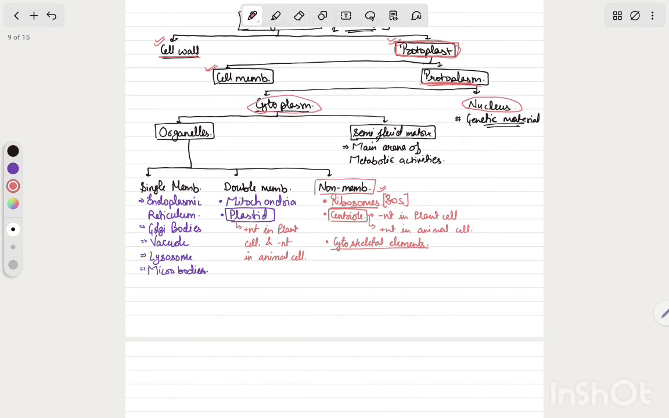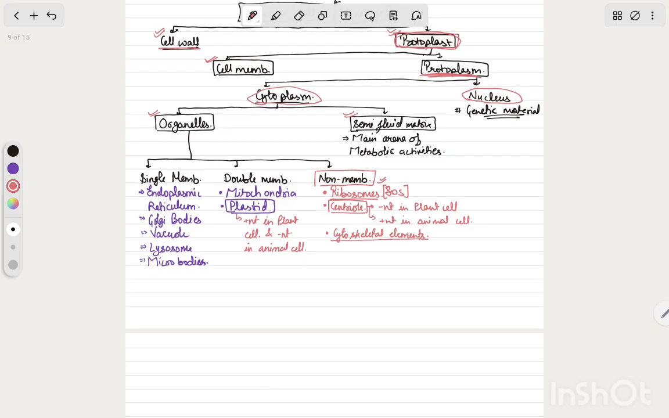So cytoplasm will have organelles and the semifluid matrix in which organelles are embedded, and we have three different categories of organelles: single membrane bound organelle, double membrane bound organelle, and non-membranous organelle. In single membrane bound organelle, we have endoplasmic reticulum, Golgi apparatus or Golgi bodies, vacuole, lysosome, and microbodies. In double membrane bound organelle, we have mitochondria and plastid. Plastid is present only in plant cell and in some protist. It is completely absent in animal cell.